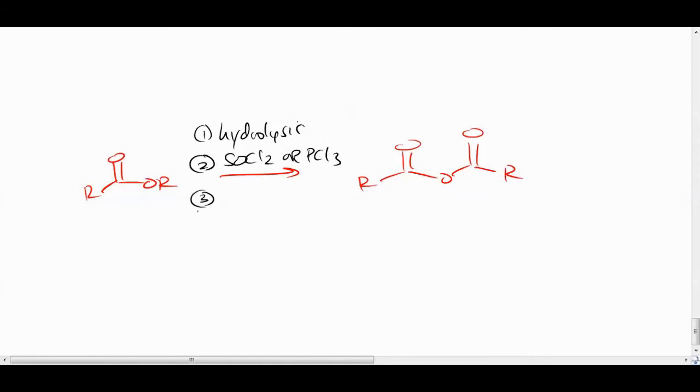And then what? And then you would add the nucleophile. Perfect. Exactly. That's it. And the reagent for the hydrolysis in this case would be H2O and acid.